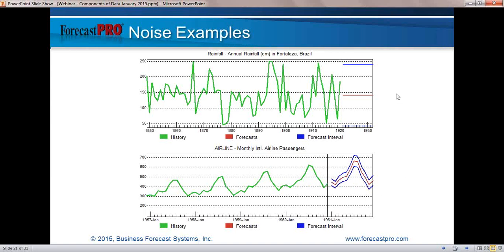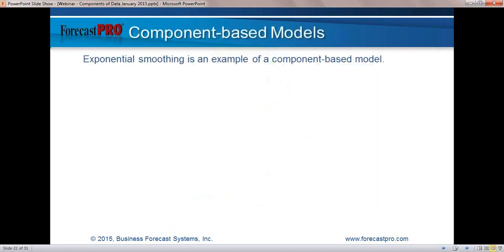So again, the first example where we have a lot of noise has a lot of uncertainty, very large confidence limits and safety stocks. In the second example, very low noise, it's much easier to forecast accurately, and therefore the confidence limits are much, much tighter. Okay, so that's our survey of the different components. Different forecasting methods take different approaches to generating forecasts. Some methods, and notably exponential smoothing, take a component-based approach.